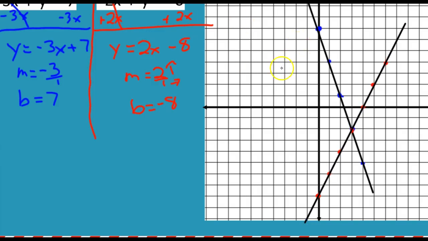Now the solution to this system is right where they cross. So our intersection looks right here. That is over 1, 2, 3 and down 1, 2, so negative 2. So (3, -2) is our solution to this system of equations.